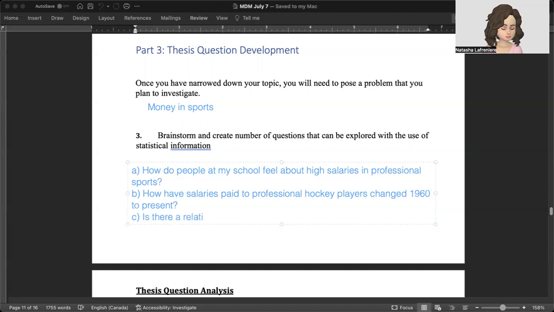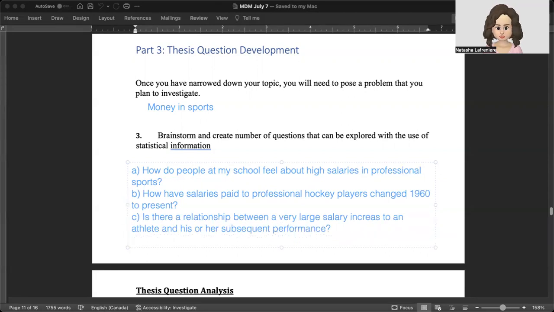Is there a relationship between a very large salary increase to an athlete and his or her subsequent performance?